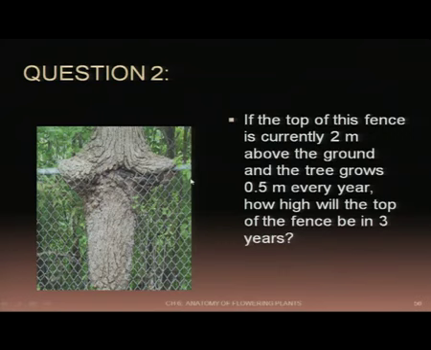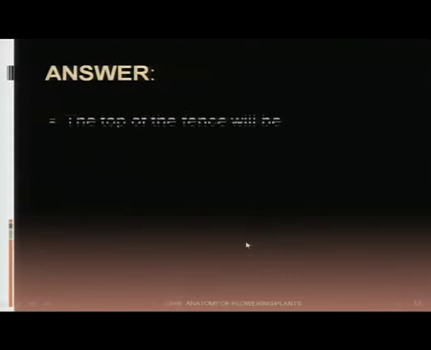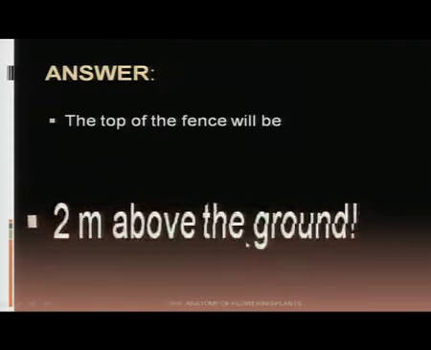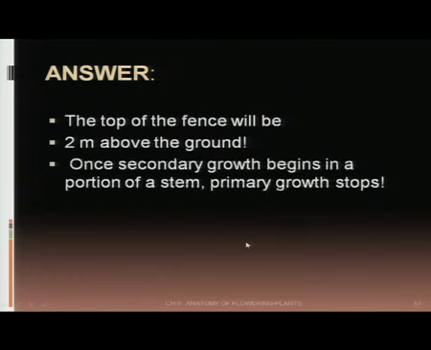This fence has somehow incorporated into the tree while it was growing. Now, if the top of this fence is currently 2 meters above the ground and the tree grows 0.5 meter every year, how high will be the top of the fence in 3 years? What will happen? Will it take it above? No. Actually, the top of the fence will be only 2 meter above the ground.